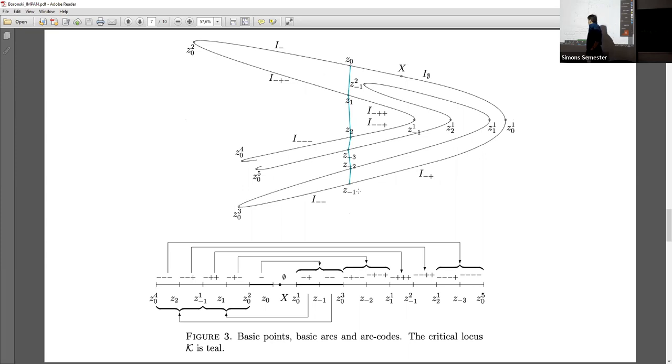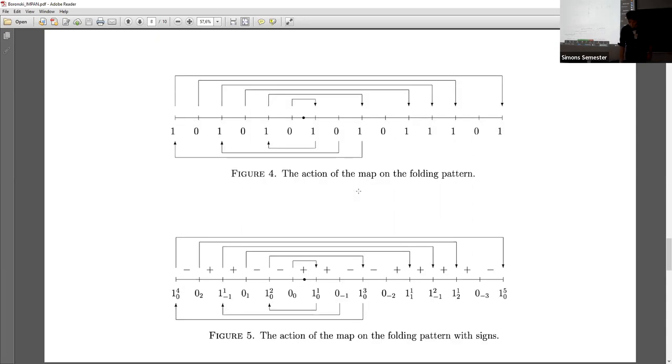So here is a stretched version of that. This is a continuous image of the real line. Here you stretch it out and then you look at these basic arcs and how they get mapped. But you can also just look at this folding pattern.